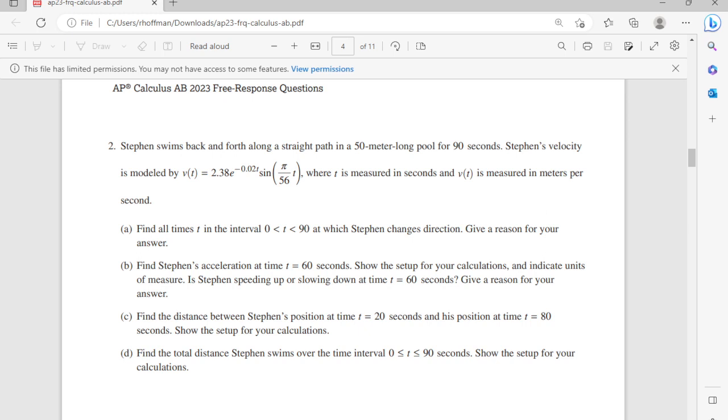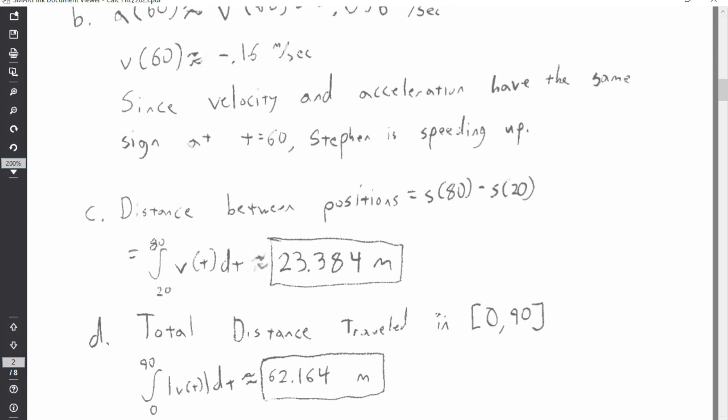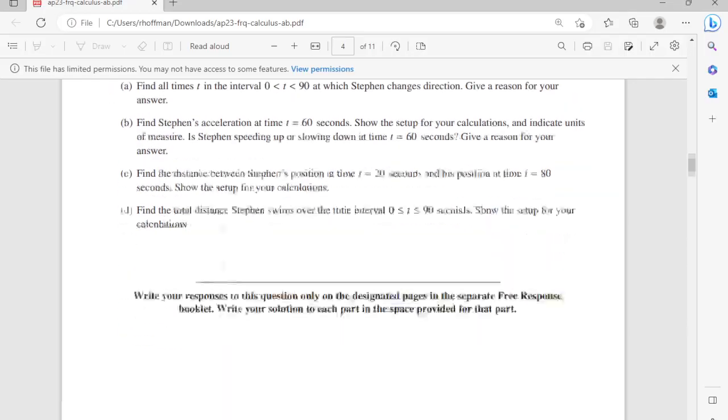Then in part D, find the total distance we swim over the interval. So that's our total distance traveled. That's our integral of the absolute value of velocity. That's your total distance traveled between 0 and 90. Integral from 0 to 90 of the absolute value of velocity. And that is your calculator section. Off to the non-calculator section.